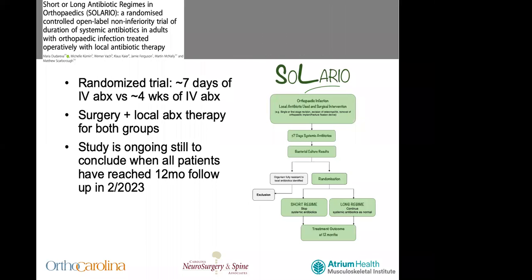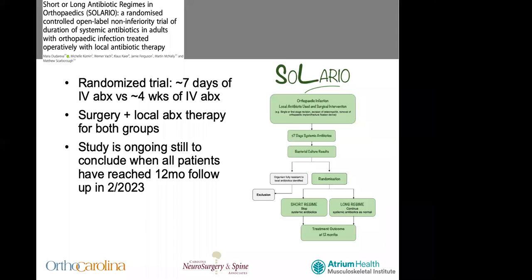The same group is doing another randomized trial set to end in 2023, so they don't have the data published for that. But it's basically looking at how long you need IV antibiotic therapy if you do the surgical debridement or an explant, like hardware removal, and then place local antibiotics there for some duration of elution. They defined orthopedic infection to include osteomyelitis, PJI, and fracture-related infection, as well as diabetic foot infection.